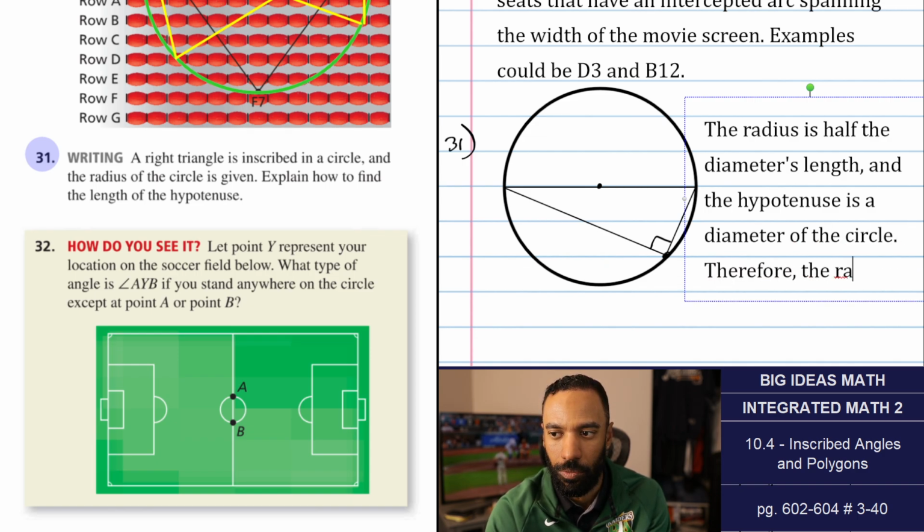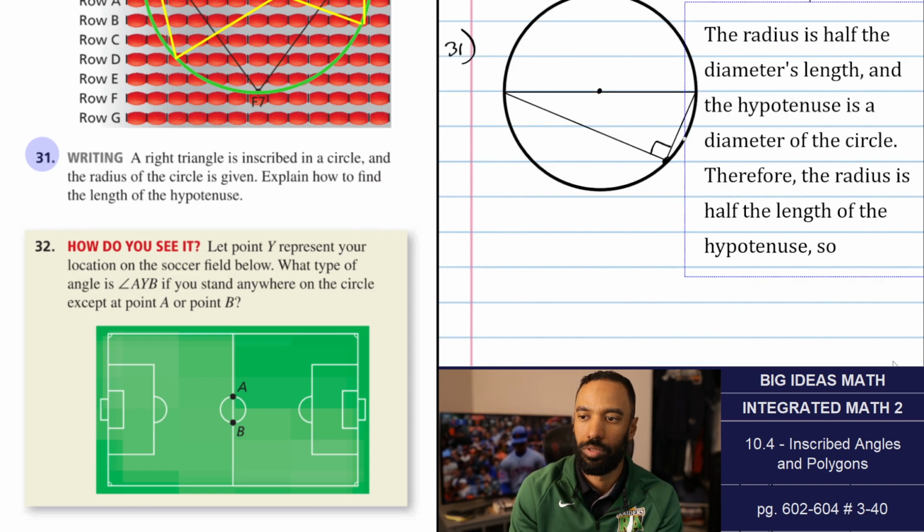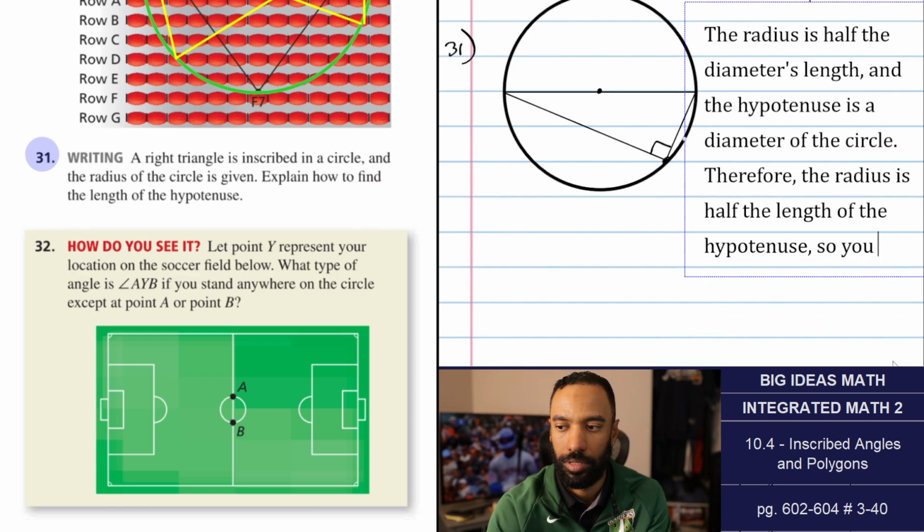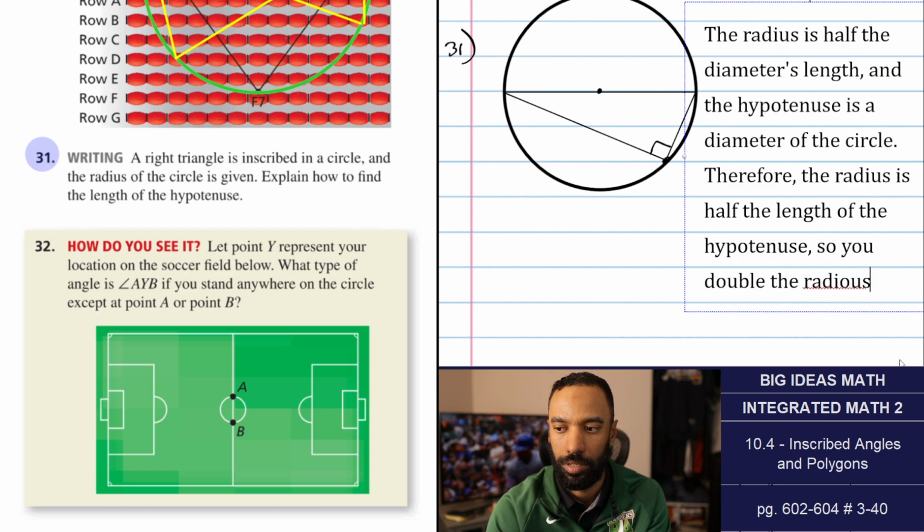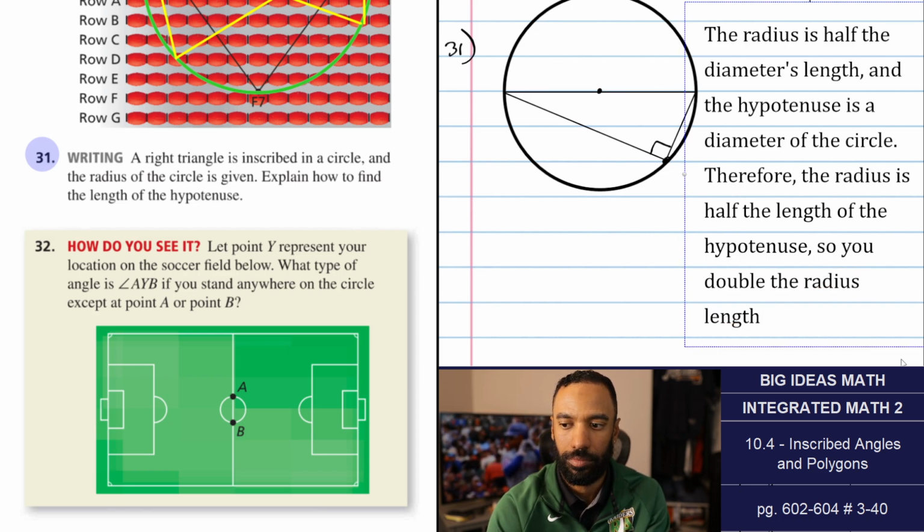Therefore, the radius is half the length of the hypotenuse. So how do you find it? You double it. So you double. That's how you find it.